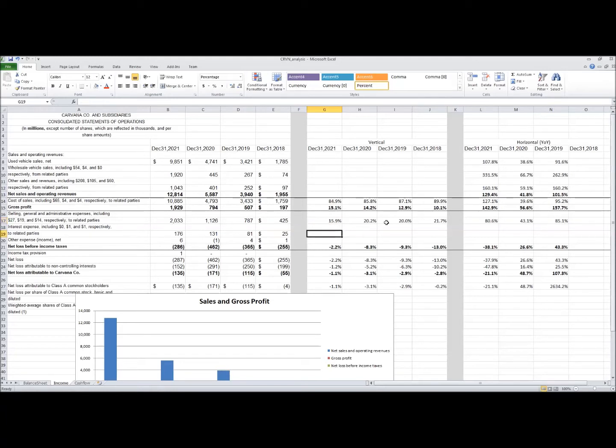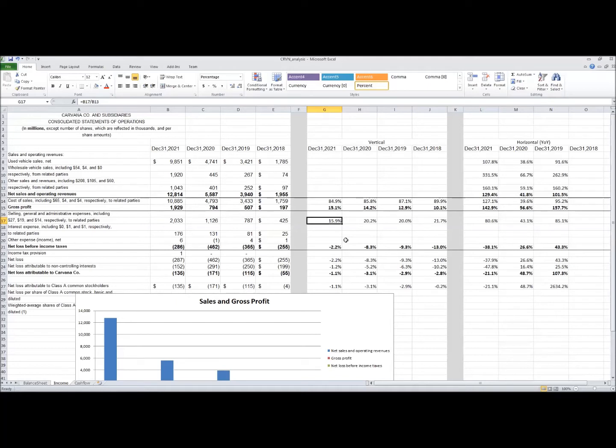So for example, your SG&A as a percent of sales was 21%. Well, you only had 10% profit. So what do you get? You net out a loss, right? So 21%, 20%, 20%, and then they get this down to 15%.